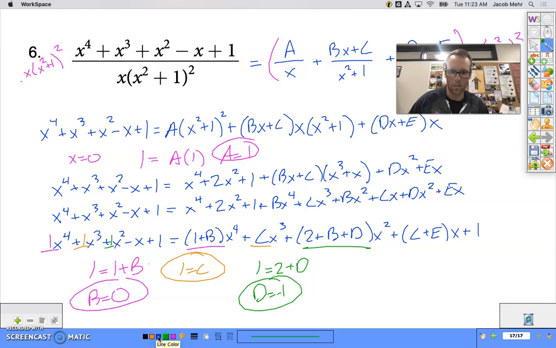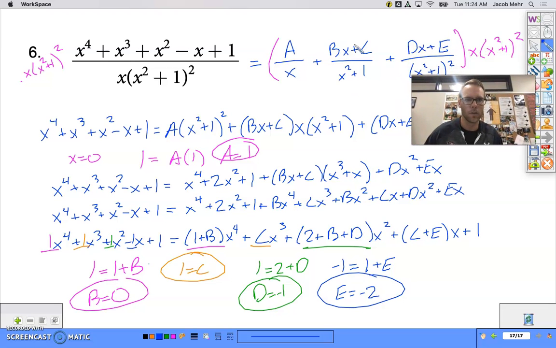Where are we at now? X is, that's a negative 1. So negative 1 equals c plus e, but c is already 1. That's 1 plus e. So e is negative 2. And let's just double check. Did we get them all? A, B, C, D, E. We've got it.